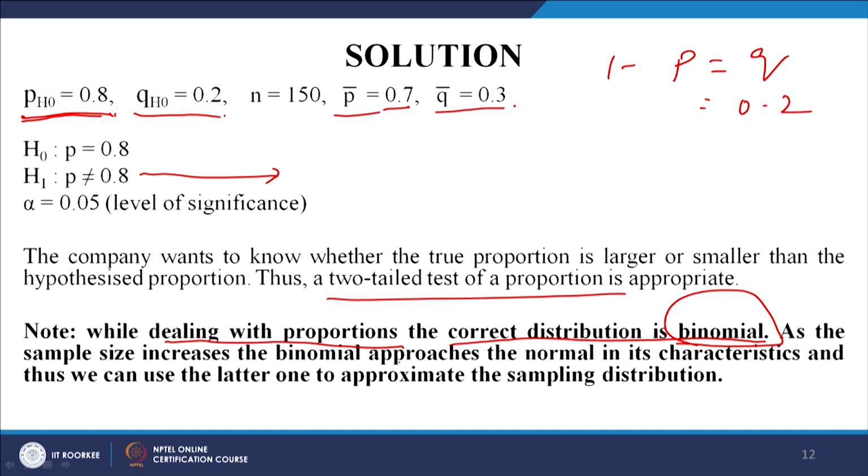As the sample size increases, the binomial distribution approaches the normal distribution in its characteristics, and thus we can use the normal to approximate the sampling distribution, correct. This is very important, kindly note. If you have a small sample size, then it will not approach the normal, thus you will use the binomial distribution, and in the case of the binomial distribution the formula will be slightly different.